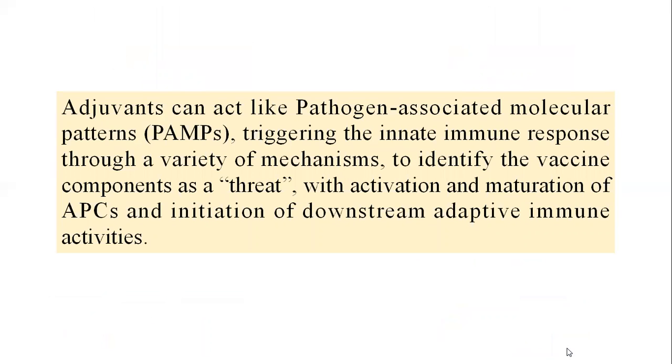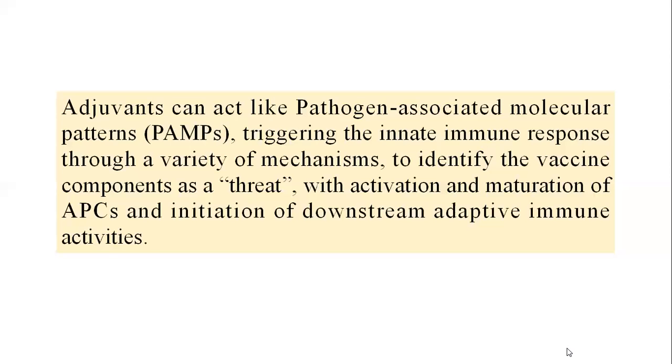So if we can summarize, adjuvants can act like pathogen-associated molecular patterns that trigger the pathogen recognition receptors, PRRs, and they will just act like a pathogen-associated molecular pattern. So our PRR will identify this adjuvant as a pathogen and will trigger the immune response, innate immune response basically, through a variety of mechanisms. We have discussed the four already, to identify the vaccine components as a threat. This is important. The vaccine components should be treated as a threat.